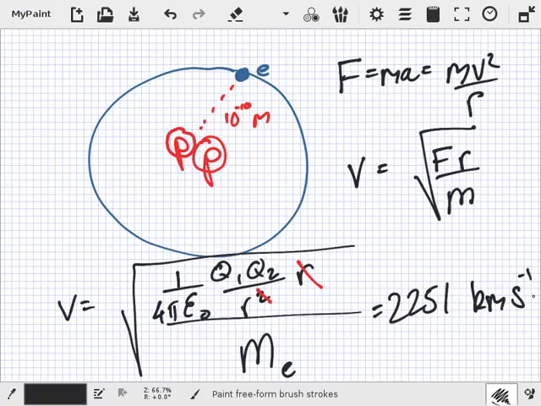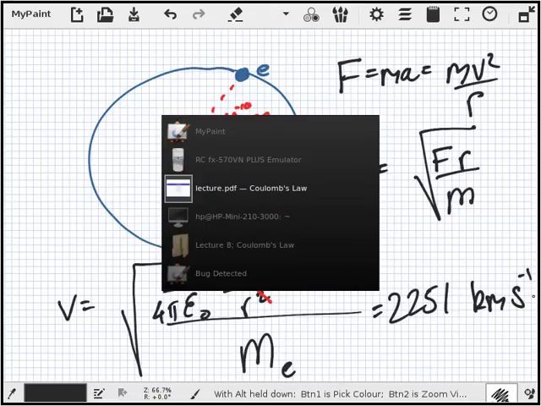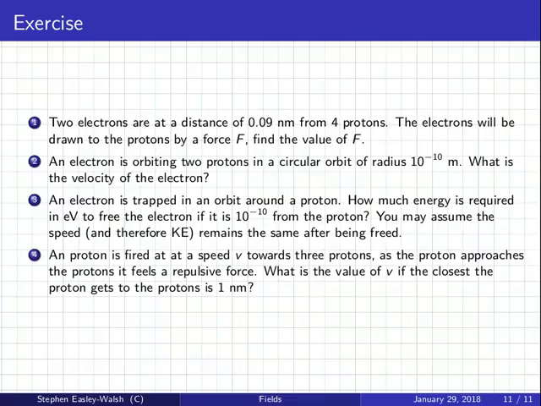Got this? Yep. The next one. So, an electron is trapped in orbit of a proton. So what atom is that? One electron around one proton. What is it? Hydrogen, yeah. Hydrogen. Yeah. No neutrons in this one.